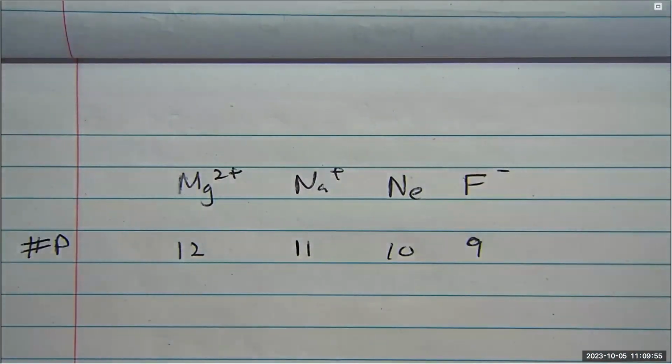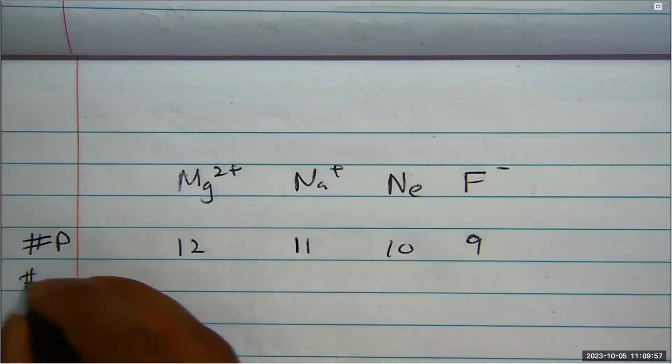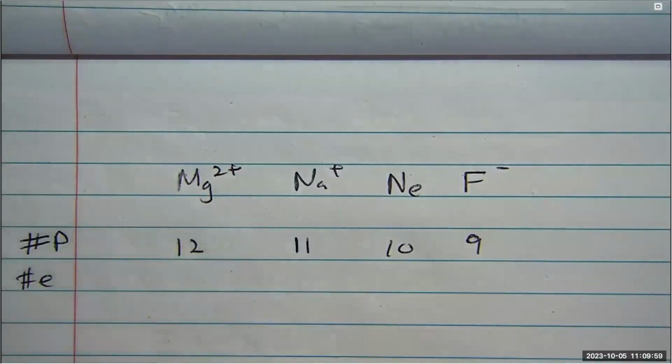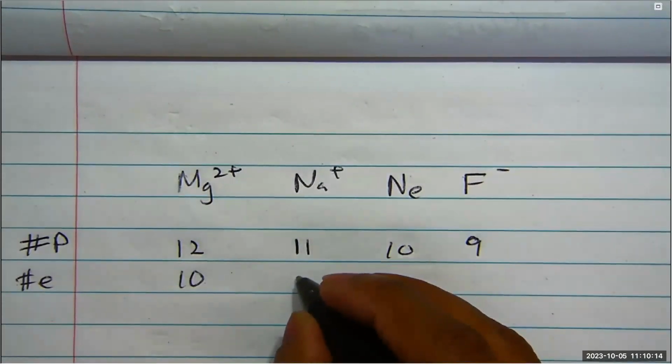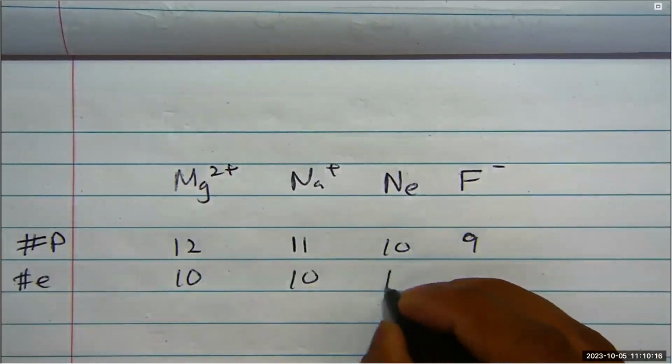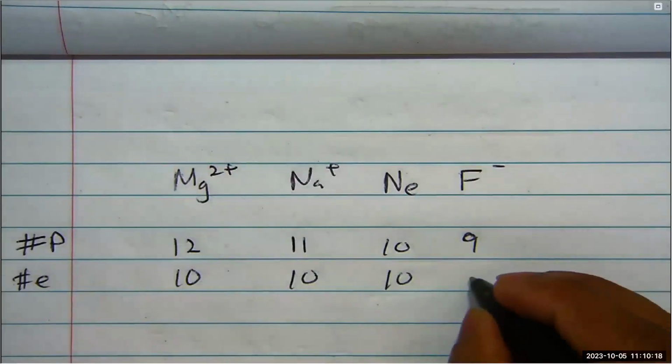Thank you. Now count the number of electrons. Magnesium 2 plus. When it is magnesium, it has 12 electrons and it's neutral. But magnesium 2 plus has 2 fewer electrons than the number of protons. Therefore, it should have how many electrons? 10. Thank you. 10 electrons. What about sodium plus? How many electrons? 10. Neon, how many electrons? Fluoride minus, how many electrons?